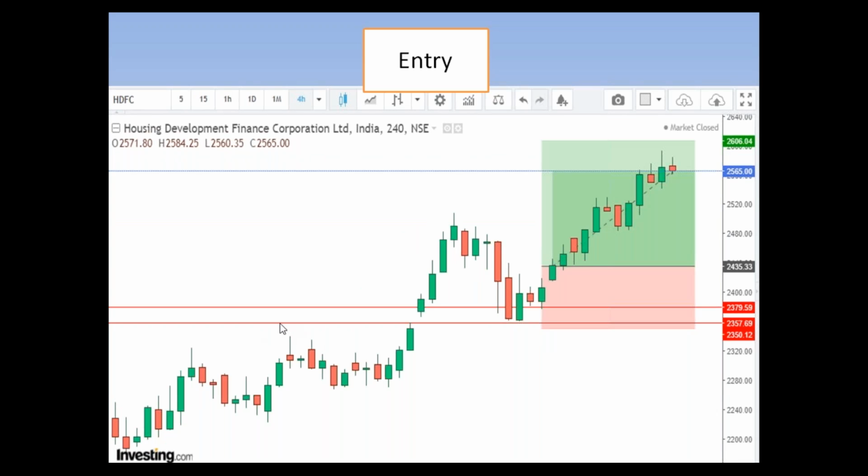So let's see. I have zoomed this chart. This is a 4-hour chart of HDFC Bank, just HDFC. Here's the key level. First, we are seeing a wick rejection. So what this tells us is that there is buying pressure at this level. Okay. So when we see this, we will not just enter the market. We'll wait for more evidence.